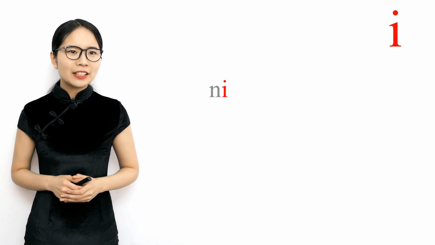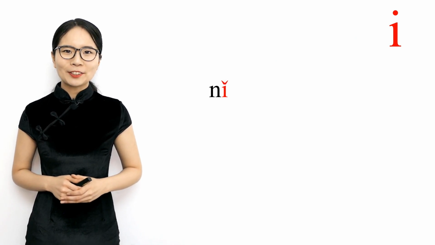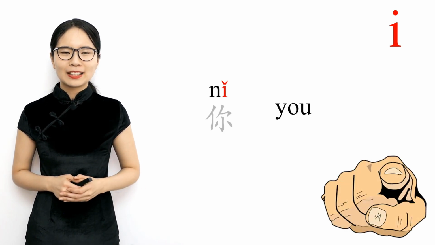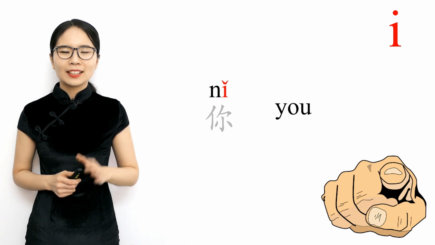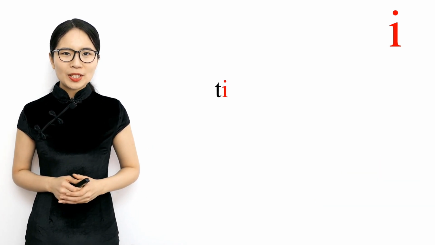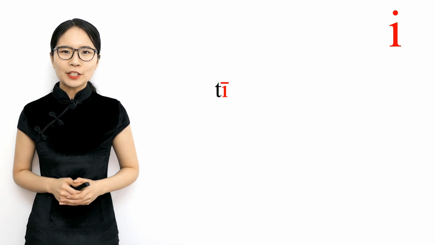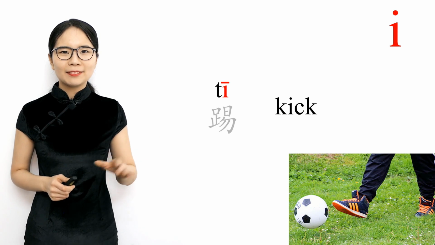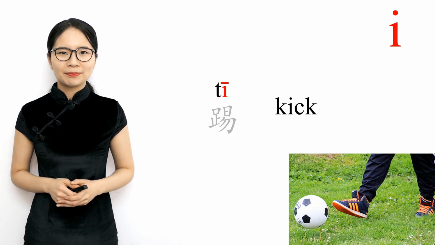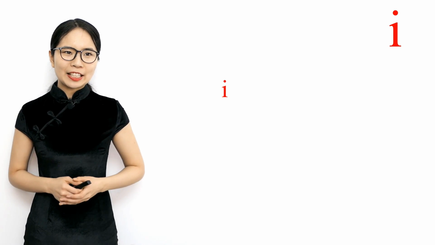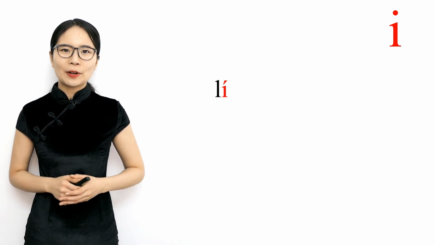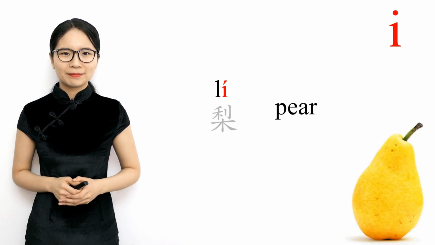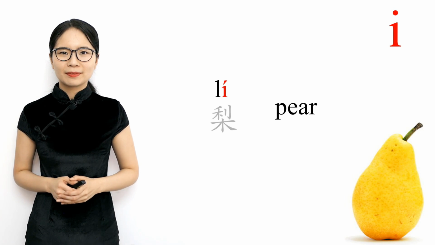Adding the initial n and the third tone, the falling rising tone, we get the word ni, which means you. Ni. Switching to the initial t and the first tone, we get ti, which means kick. Ti. And if I use the initial l and the second tone, the rising tone, we get the word li, which means pear. Li.